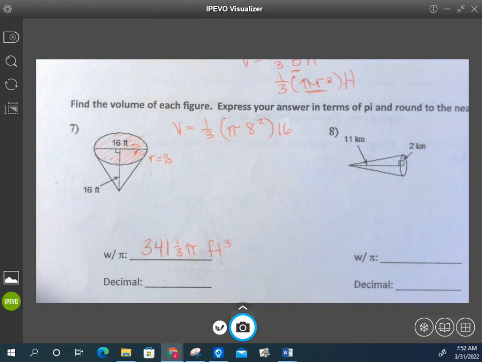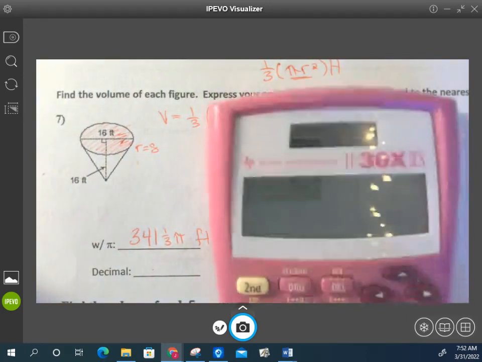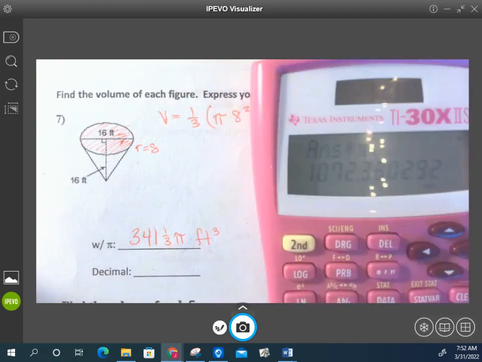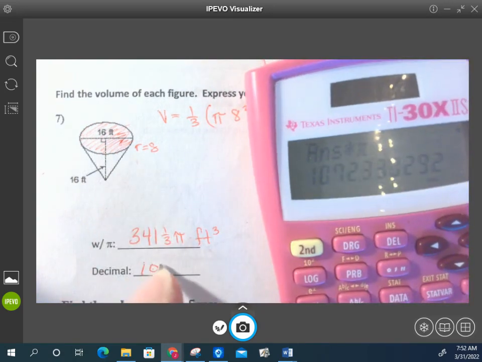Feet cubed. Okay, so what is the decimal? I'm just going to hit times pi, because my calculator kept that answer, and I get 1072.3, nearest tenth.